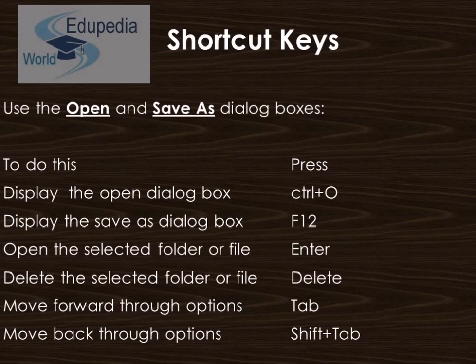And for keyboard shortcuts in which you press one key immediately followed by another key, the keys to press are separated by a comma. So now let's have a look at some frequently used shortcut keys. The first of all is for the Open and Save As dialog boxes. Whenever you want to display the Open dialog box, instead of going to the blue ribbon, going to the File menu, just press Ctrl plus O. Similarly, to display the Save As dialog box, press F12.